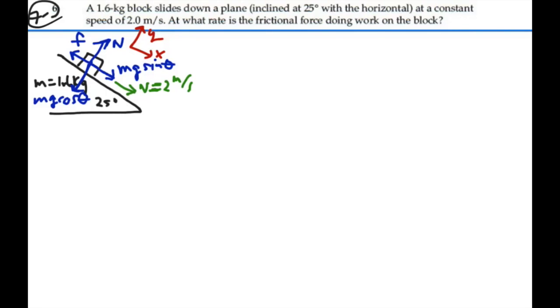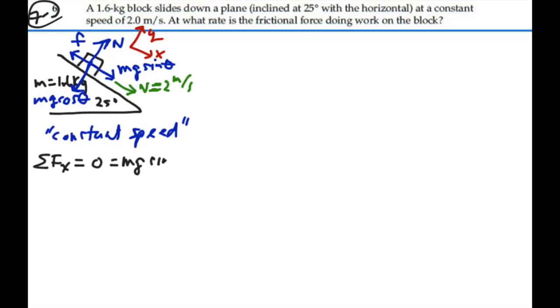And we're also told in the problem that it is moving at constant speed. Constant speed means that there is no net acceleration. It's moving at constant speed, no net acceleration in the x direction. So we could set up our equation, summation of all the forces in the x direction, to be mass times acceleration, or zero. And that would be equal to mg sine theta minus the frictional force. In other words, the frictional force is equal to mg sine theta.